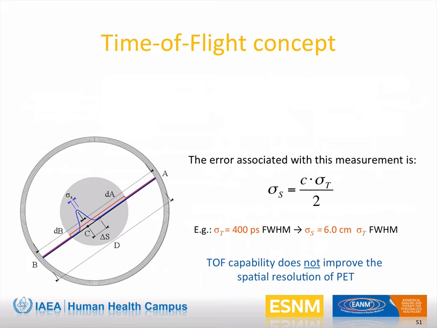This technique is based on a very high time resolution. For example, with sigma t equal to 400 picoseconds full width at half max, it would be possible to measure the position of the annihilation point with a precision of 6 centimeters. Hence, time-of-flight measurements do not directly improve the spatial resolution of a PET system, which is still of the order of 4 mm in clinical PET, but dramatically contribute to increasing the signal-to-noise ratio of the image.